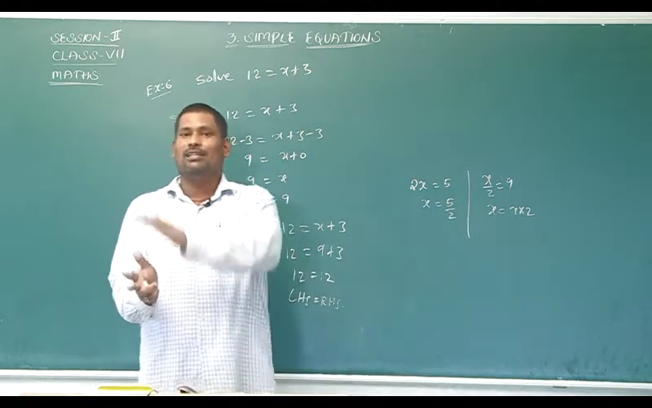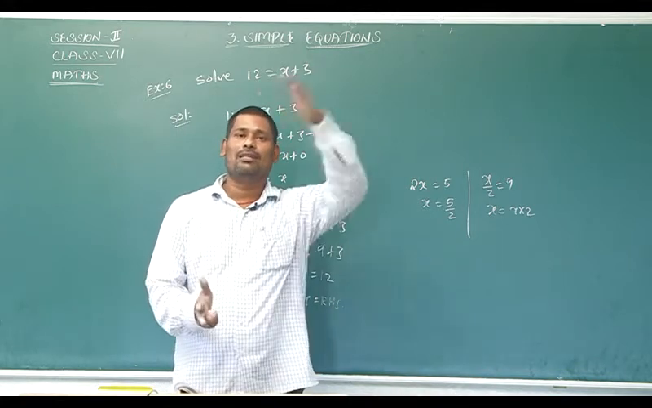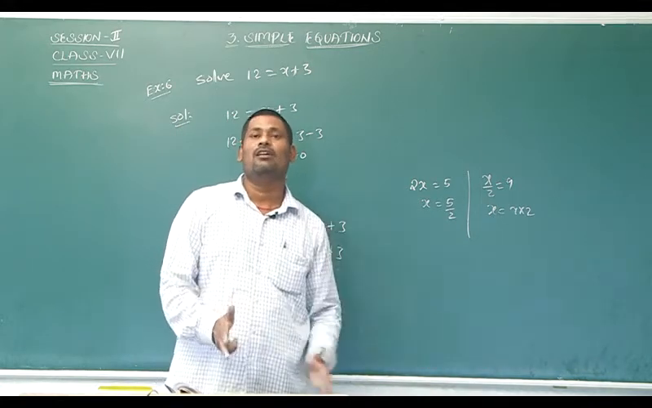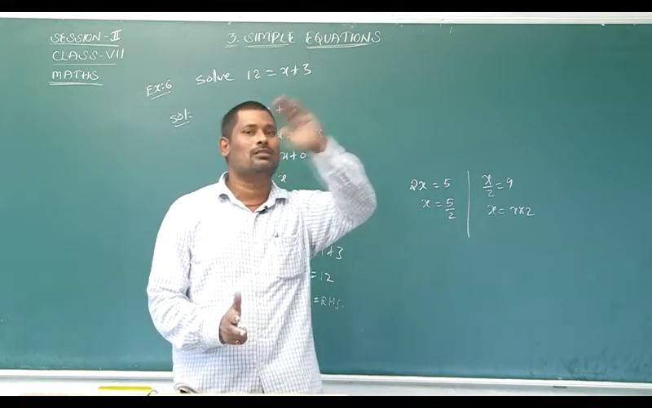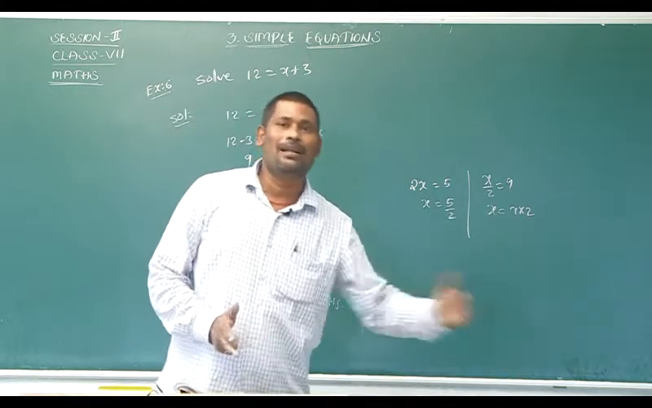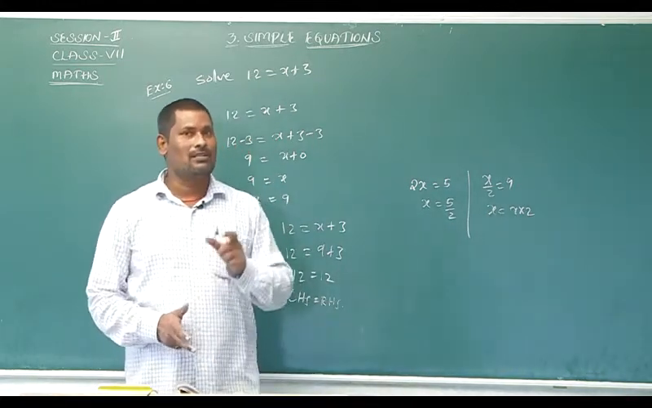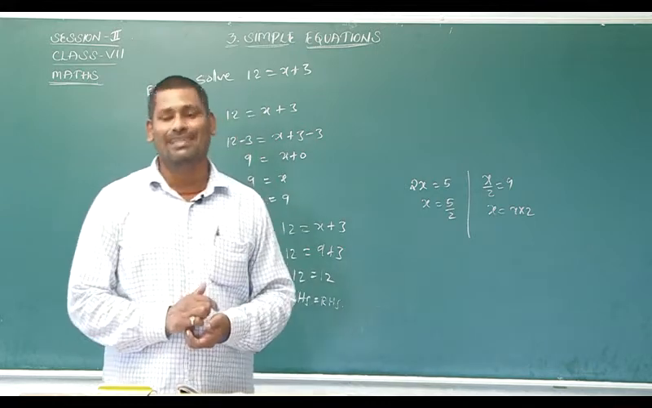When a plus quantity goes to that side, it changes into a minus quantity. When a minus quantity goes to that side, it changes into a plus quantity. When a multiplication quantity goes to that side, it divides. When a division quantity goes to that side, it multiplies. Now we apply these things and solve. Why? Because if you apply them, you get the answers easily.